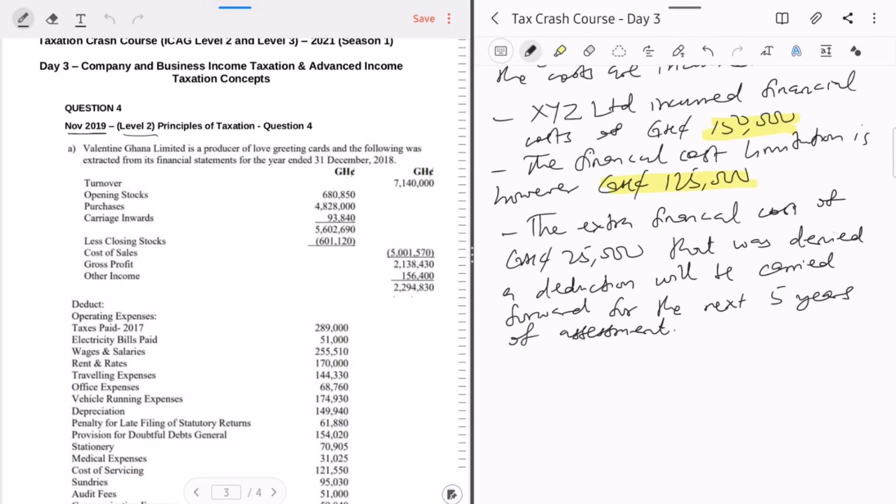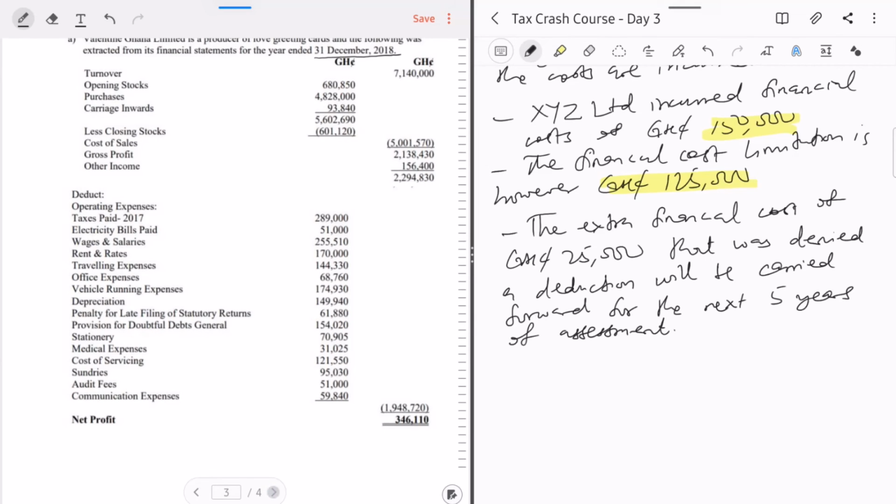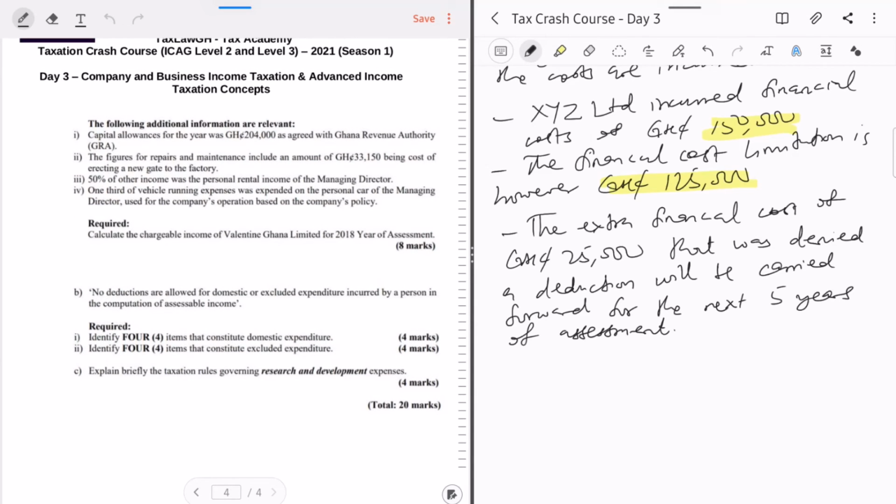So Valentine Ghana Limited is a producer of love greeting cards, and the following was extracted from its financial statement for the year ended 31st December 2018. Right? Good. What must we do here? So they give us a number of information here. This was a very short question because it was just for 8 marks, so nothing to stress you. The point of this is to teach you the technique of doing an examination of accounts and not really to just pick a full question and spend 2 hours doing it, right?